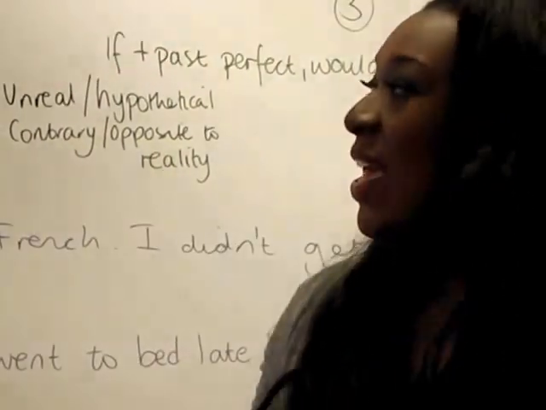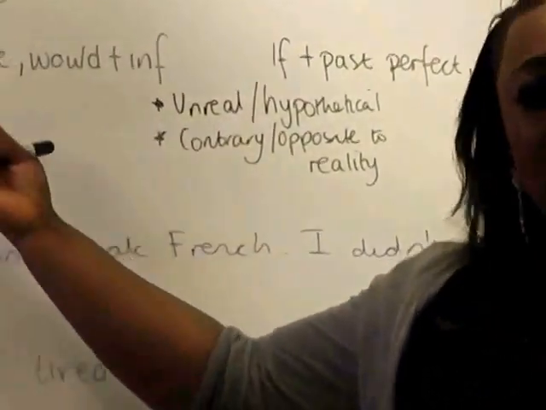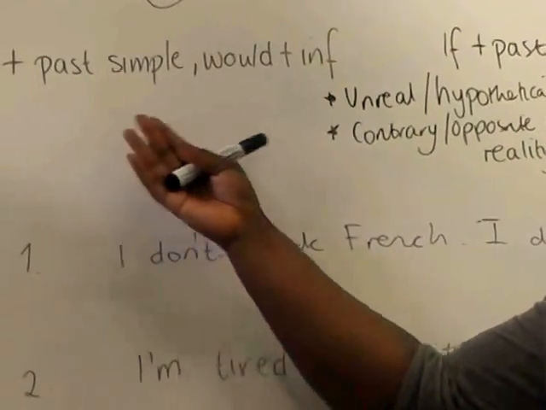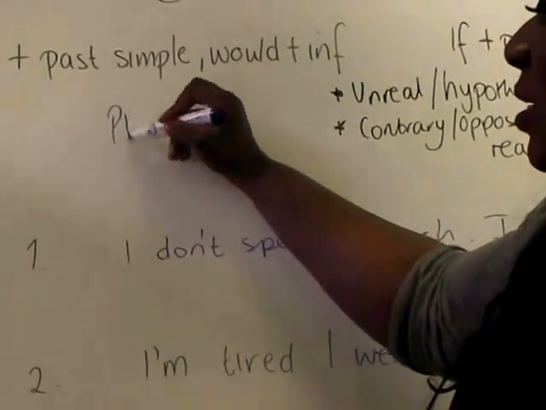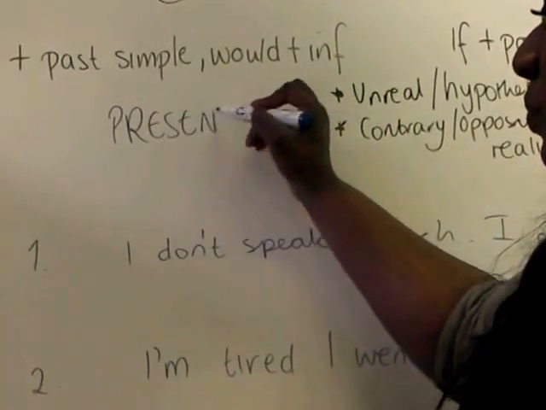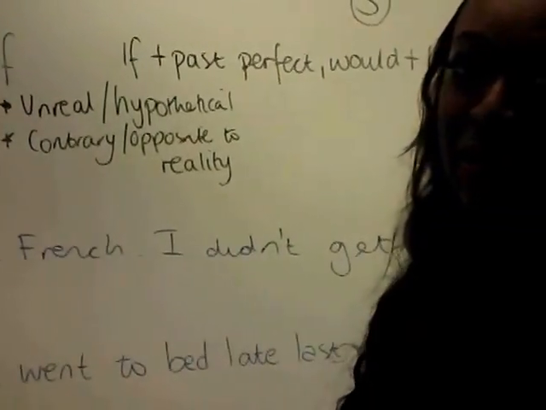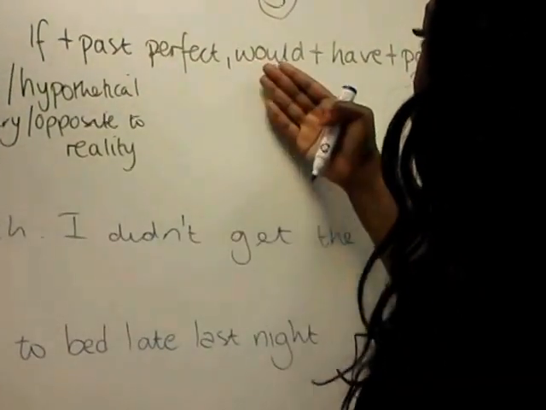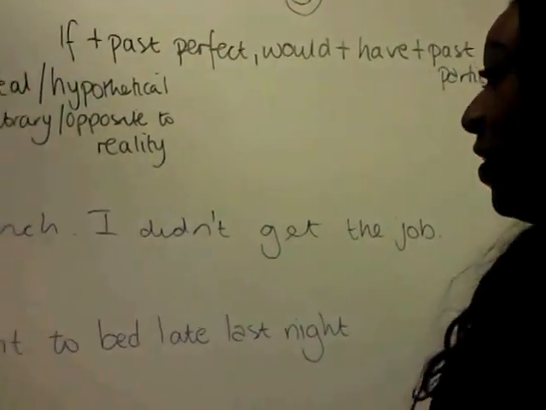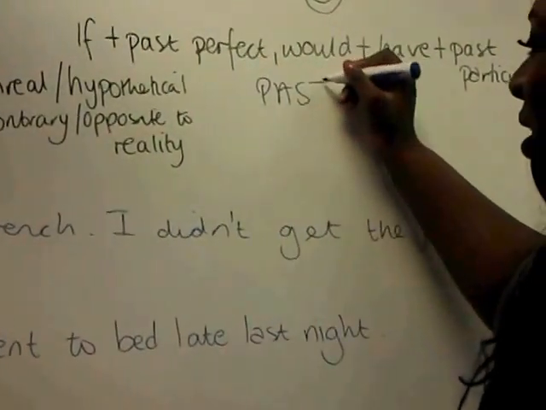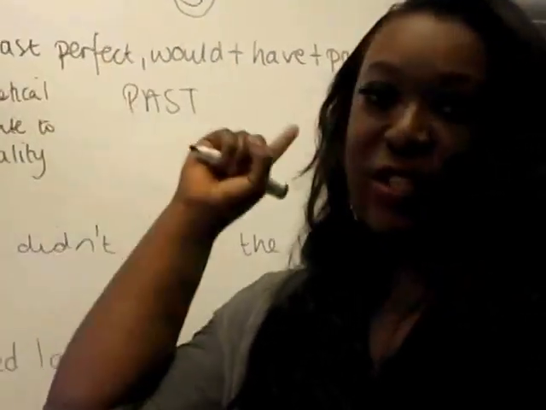Well, even though the second conditional uses past tenses like the past simple or the past continuous and would, it refers to present time or the future. The third conditional uses past perfect, would, have and past participle, and that refers to past time. So those are the two main differences between these two conditionals.